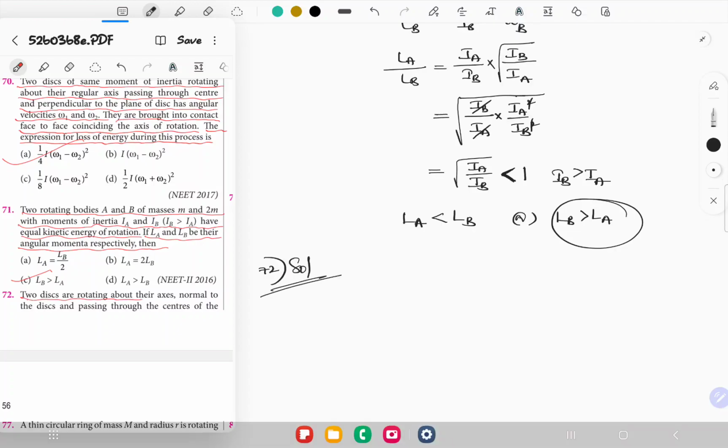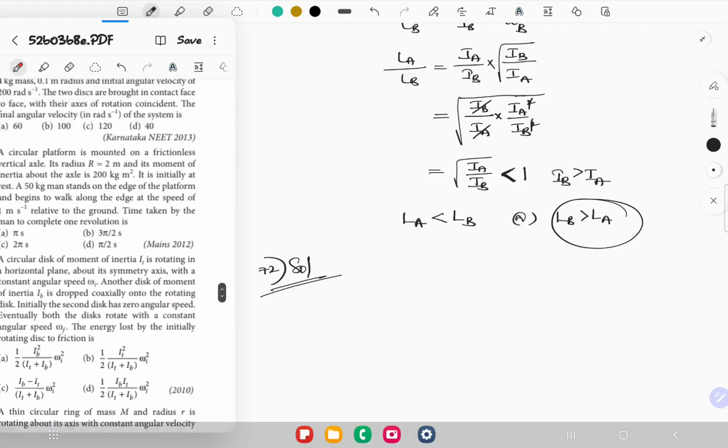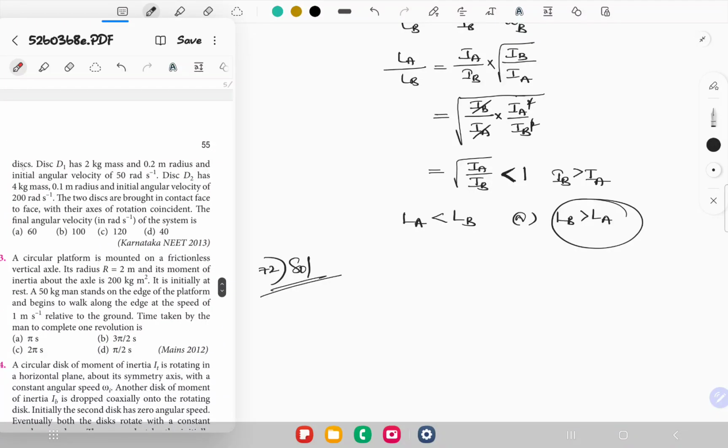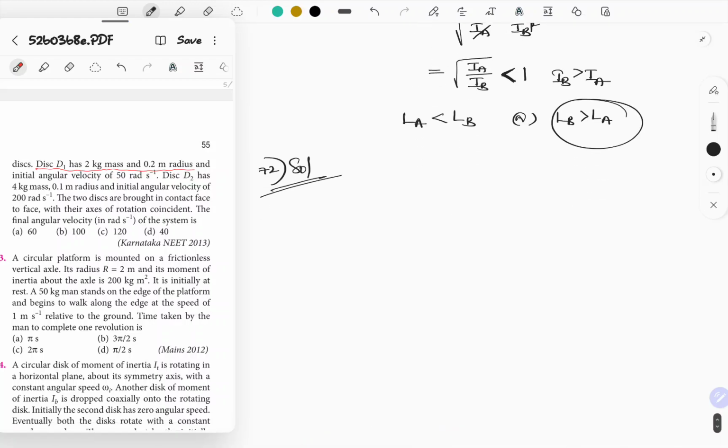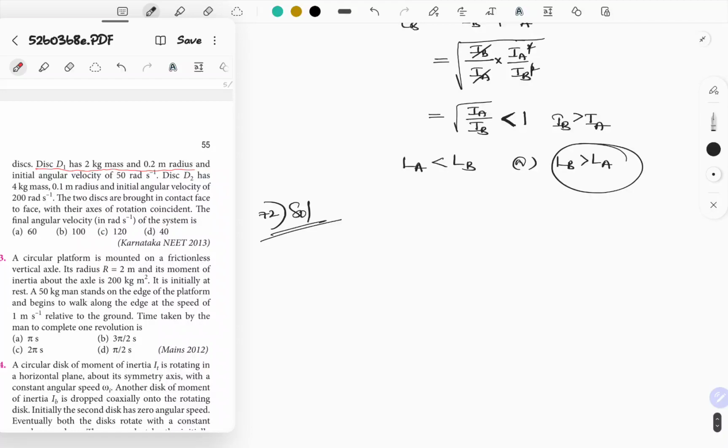Next question number 72. Two disks are rotating about their axis normal to the disks and passing through centers of the disks. So D1 and D2. D1 has 2 kg mass and 0.2 meter radius and initial angular velocity of 50 radian per second.